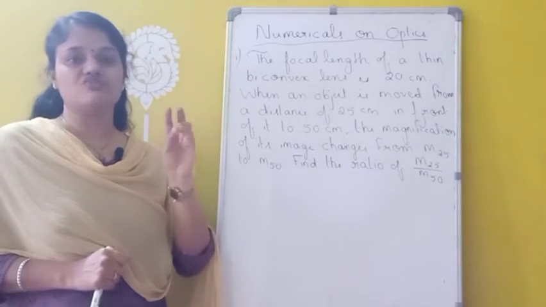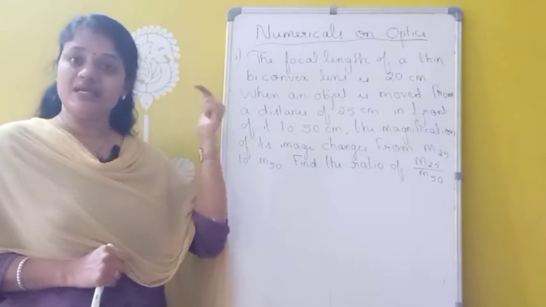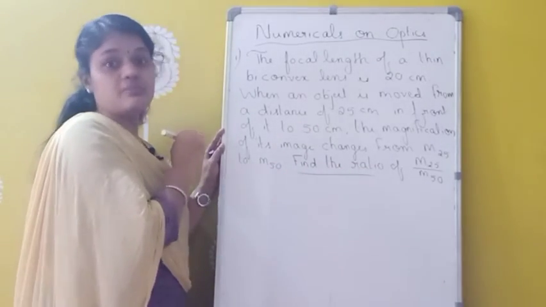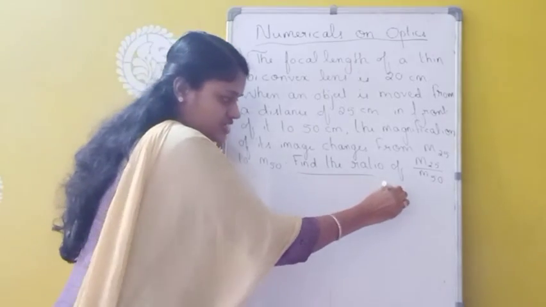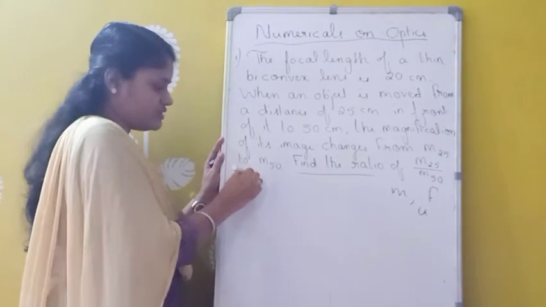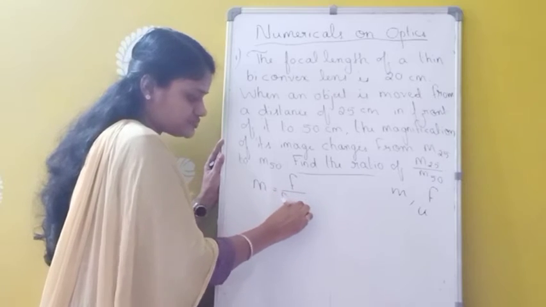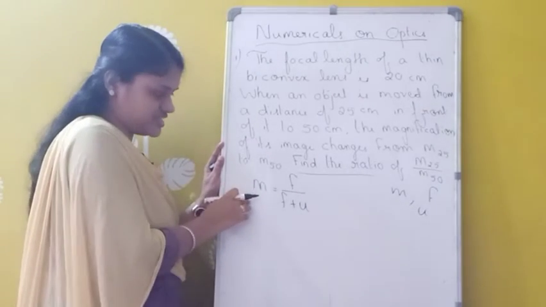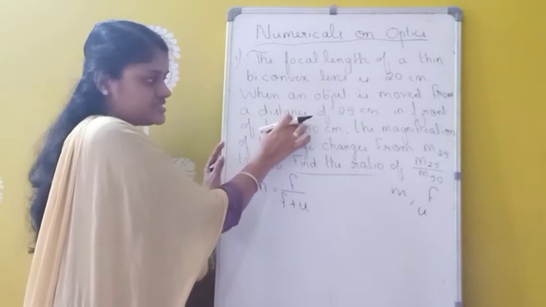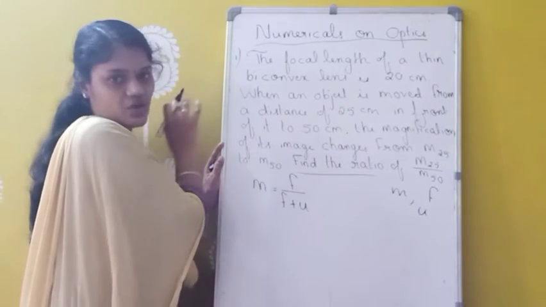So we should know what is the formula for magnification in terms of object distance. So we already derived that formula in terms of focal length, then U and magnification, connecting magnification, focal length as well as object distance U. So we have a formula M equals F by F plus U. So here we have two conditions. When the object is at 25 cm, we have to find the magnification. And similarly, when the object is at 50 cm, we have to find the magnification.